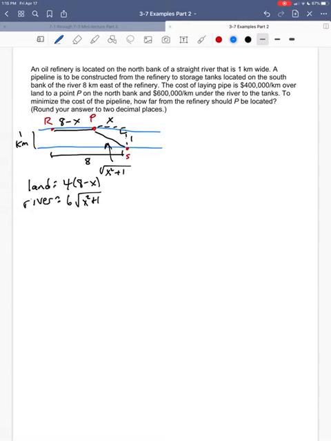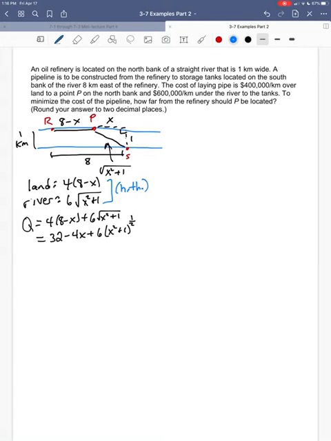And of course, both of these units are in hundreds of thousands of dollars. So the function Q, the quantity that I'm trying to minimize here, is the total cost. That would be 4 times 8 minus x plus 6 times the square root of x squared plus 1. And if I rewrite this a little, 32 minus 4x plus 6 times x squared plus 1 to the 1/2, because I'm going to have to take the derivative, right?